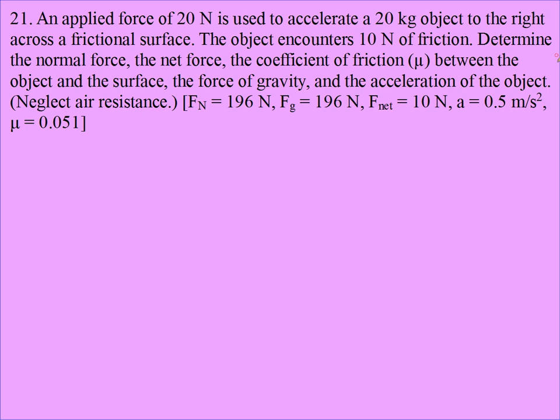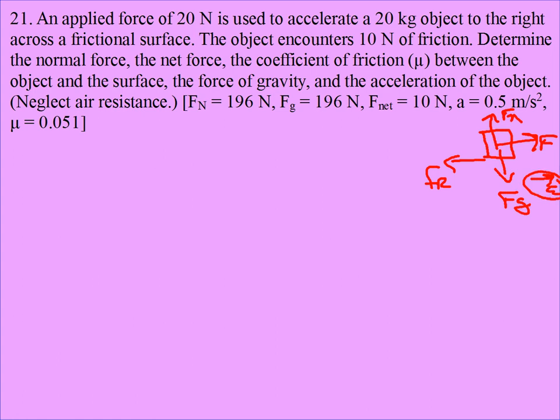These are fun problems. I have an applied force of 20 newtons to accelerate a 20 kilogram object to the right across a frictional surface, and it gets 10 newtons of friction. Find everything. All right, draw your free body. I have Fg going down, Fn going up. I've got an applied force F, friction going back, and in this case we do have an acceleration.